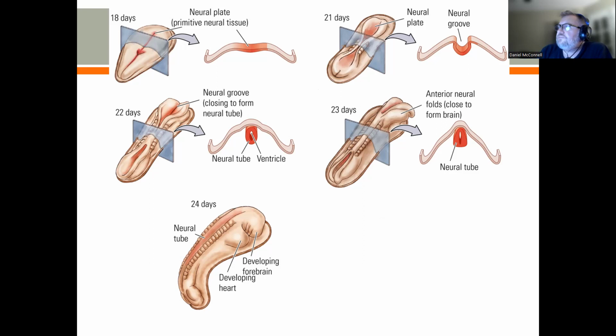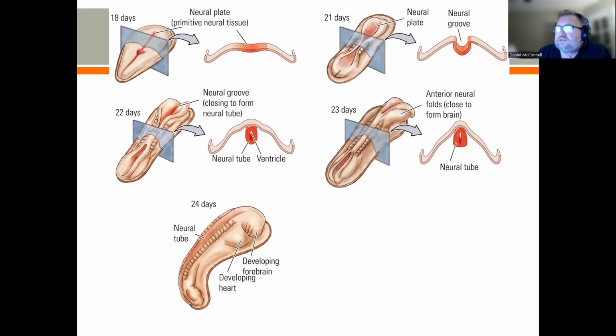A few days later, it's going to start to form this groove, and it starts to fold up in the middle as it kind of folds down, and it creates this deep groove. Right in the middle, you can see that in that cross-sectional slice there, it's going to start closing, but it starts in the middle. And so the top of this, where the head would be, is not yet closed, and neither is the bottom, right? But so at this point, it's a neural groove.